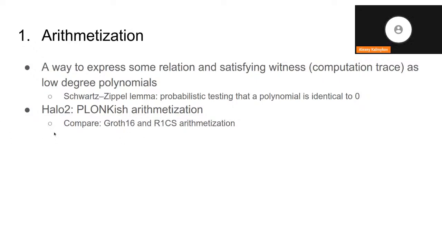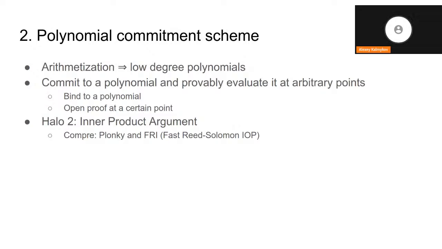Okay, so that's the first ingredient we're going to look at today. The second one is the polynomial commitment scheme. So in the first step, we took the execution and the witness and turned them into low-degree polynomials. Now we need to bind, as a prover, we need to bind ourselves to the polynomial and provably evaluate it at an arbitrary point. By binding, I mean that we are committed to the polynomial. We cannot generate two different openings at certain points for one binding, for one commitment that we have. And we only want to prove that we know the value of the polynomial at certain points.